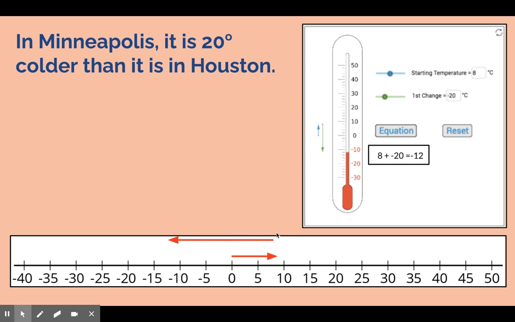So 8 plus -20 is equal to -12, and you can count that on a number line. So your answer for this problem should have been -12.